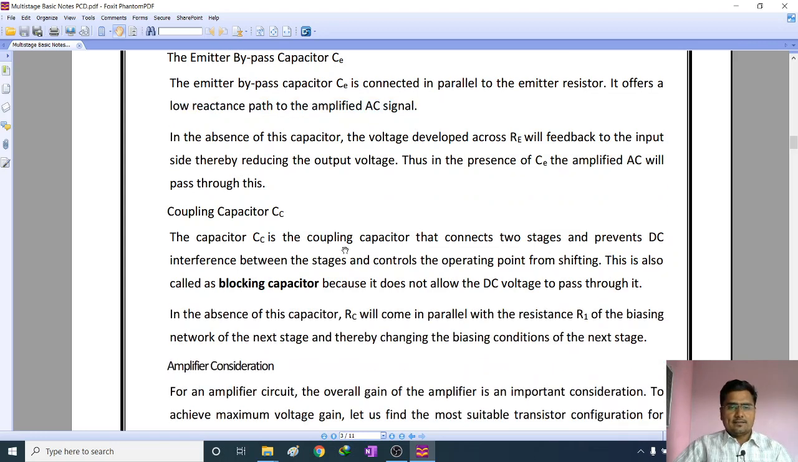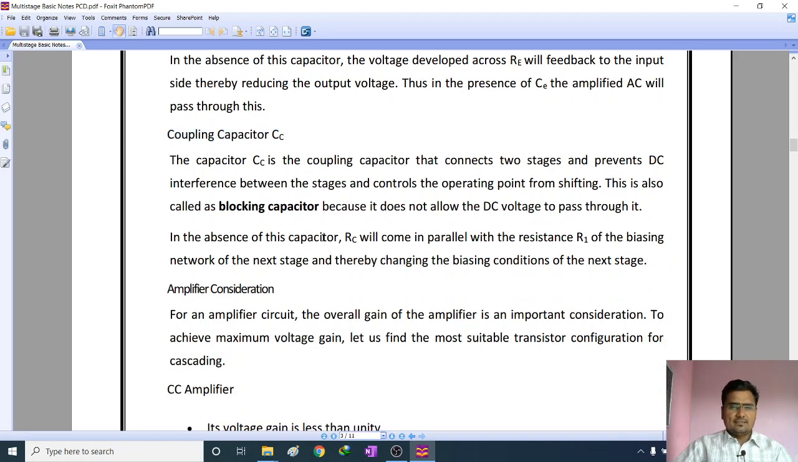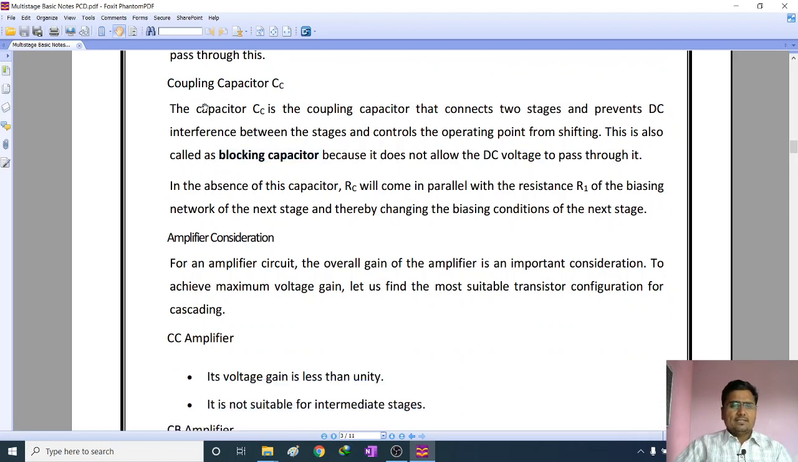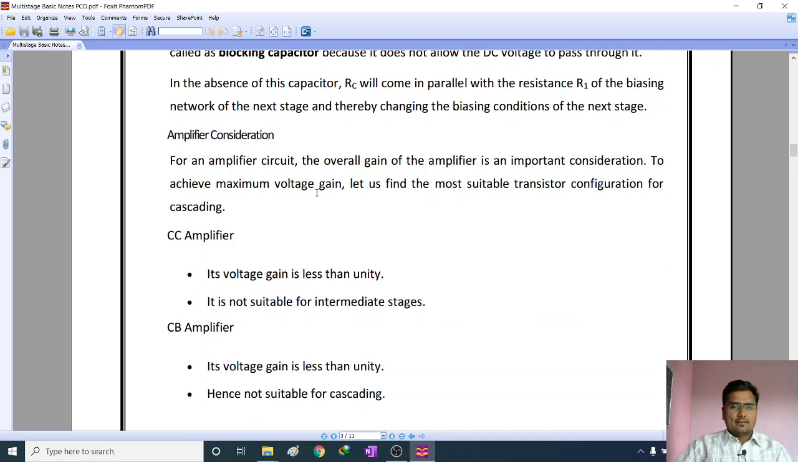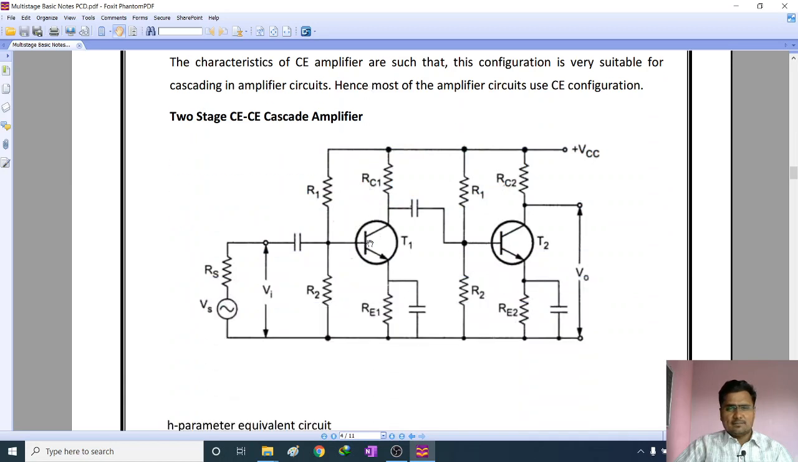Now this is the coupling capacitor CC. Sometimes there is a need of a blocking capacitor also. Why? Because it does not allow DC voltage to pass through it. So that's why it is called a blocking capacitor also. Now the amplifier consideration, that is not actually part of this chapter, so we'll skip it.